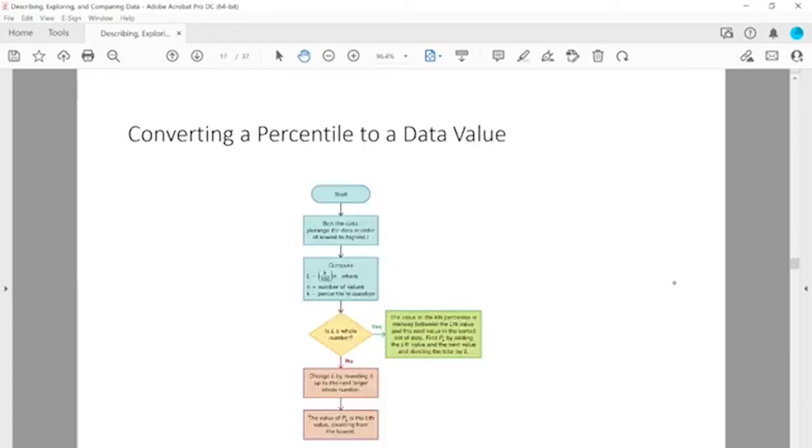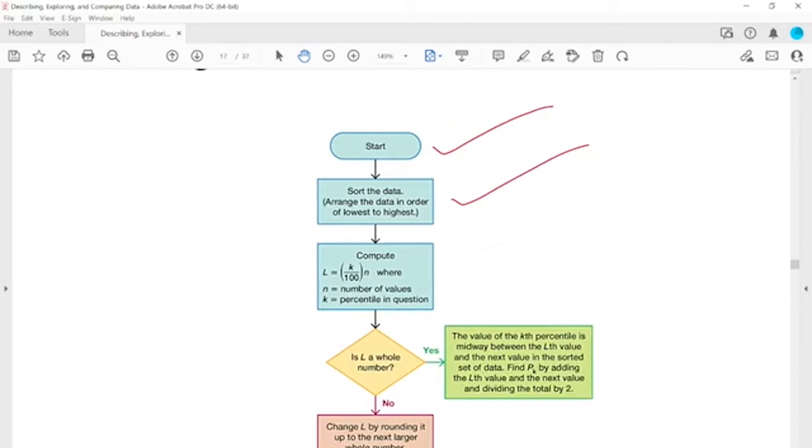I'm going to give you an example here. But before that, whenever you try to find the percentile, first of all, you need to sort the data. Arrange the data in order of lowest to highest. And after that, you have to find the locator L. As you can see here, L stands for the locator, which can be computed by using this formula: k over 100 times n.